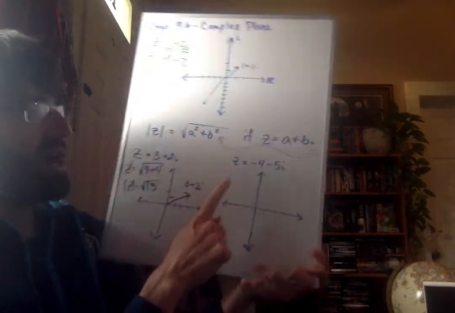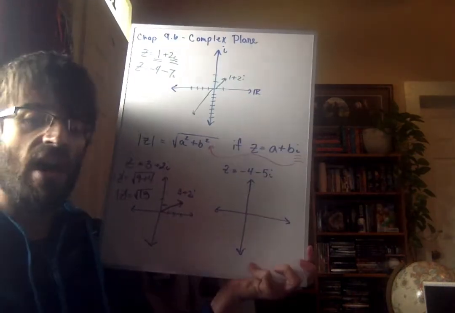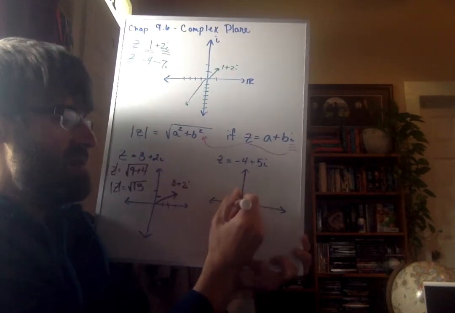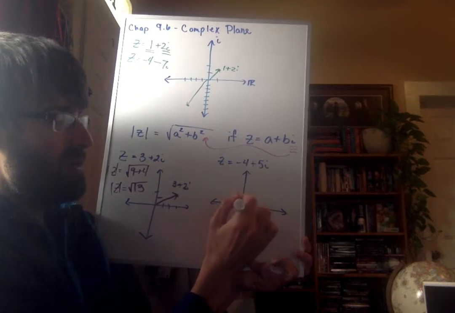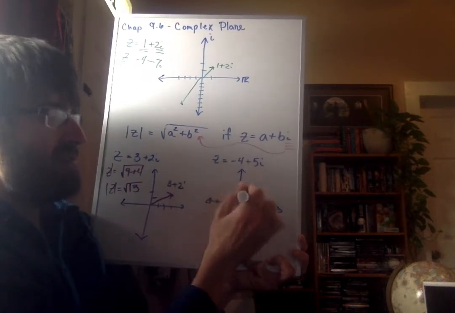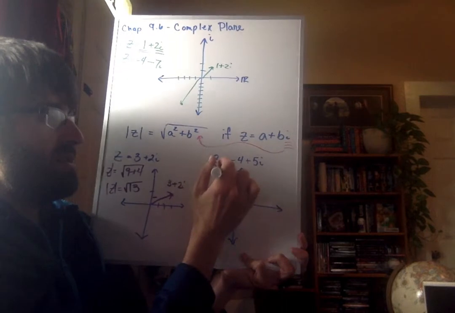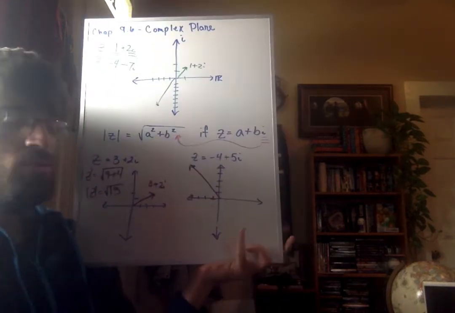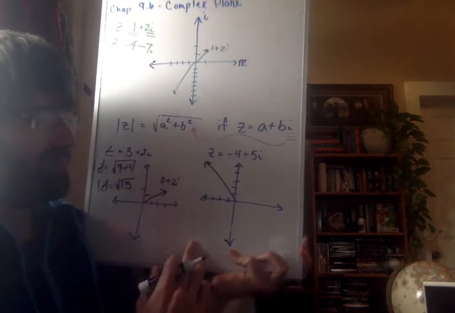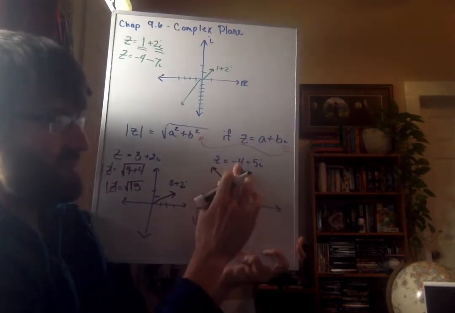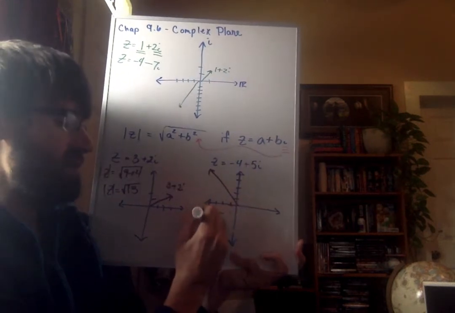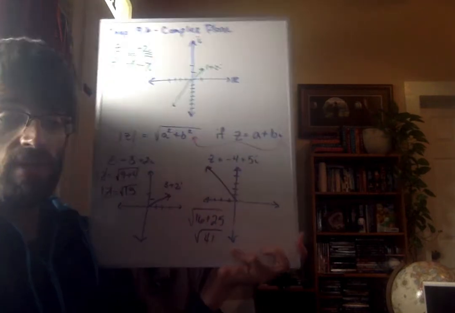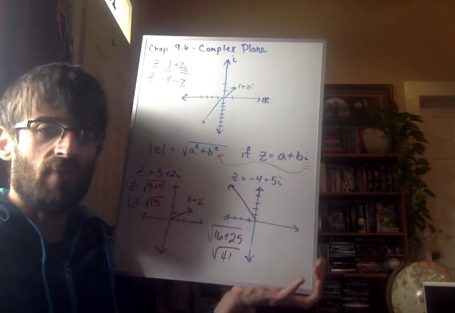Now, if you had negative 4 minus 5i, actually let's make it negative 4 plus 5i. So I would go out negative 4 and up 5, like that. And then I'm going to find the absolute value of that. I'm going to take the square root of 16, because anything squared is positive, plus 25, which is the square root of 41. That doesn't reduce. Make sure you reduce all your square roots.